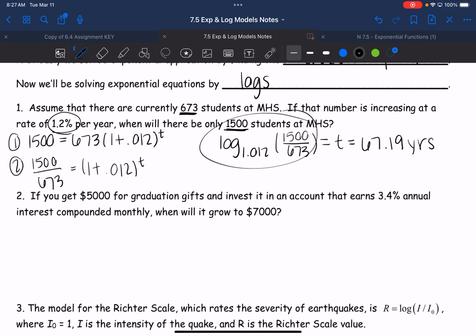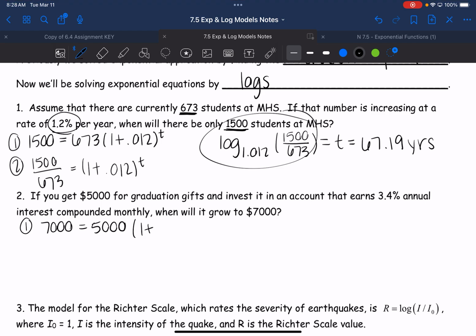For number 2, it says you get $5,000 for graduation gifts, and you invest it in an account that earns 3.4% annual interest that is compounded monthly. When will it grow to $7,000? Okay, so now this time our outcome is $7,000 while our initial is $5,000, right? So we start out with $7,000 equals $5,000, right? Okay, and we are growing, right?